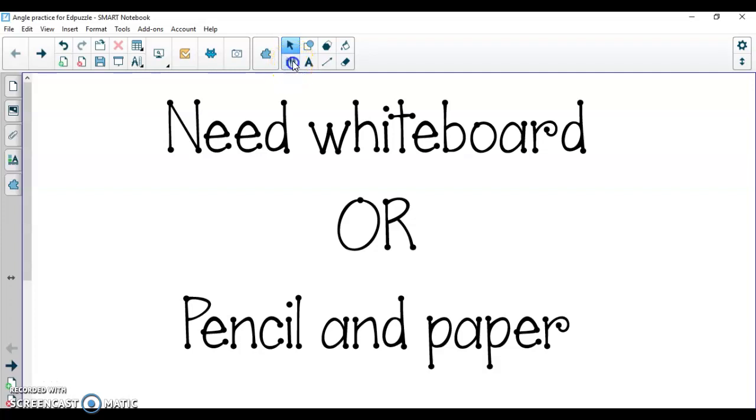All right, for this Ed puzzle, we are going to do an angles review today. You are going to need a whiteboard or you're going to need your pencil and paper. So pause the video at this point, take a second, go grab those materials, and then come back because you're going to be drawing some of the pictures and solving for a whole bunch of different angle measurements.